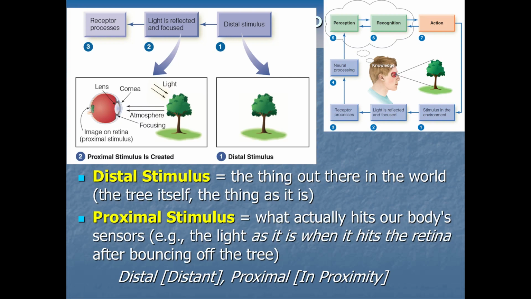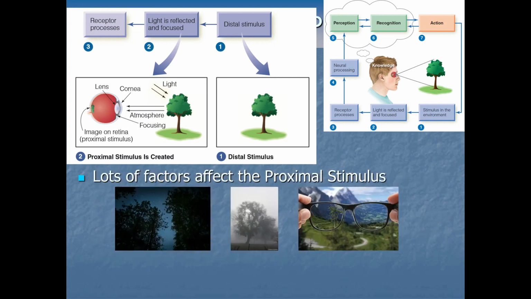That's the proximal stimulus. So it'll help to have this in mind, because when the brain processes all this information, the brain is only ever going to have access to the information that is in the proximal stimulus. We don't directly ever see the tree in the sense of the tree turning on our detectors. We only see the proximal stimulus, the light reflected off of the tree. And it turns out lots of factors affect the proximal stimulus.